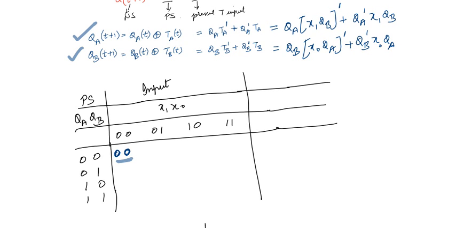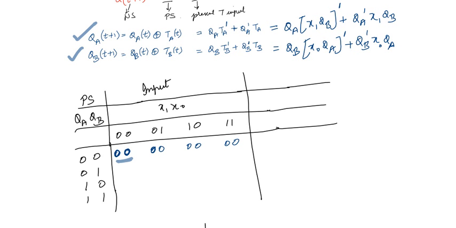So it is very clear that when QA and QB both are 0, whatever may be X1 and X0, here it is 0 0, here 0 1, here 1 0, here 1 1, you are not worried. When QA is 0 and QB is 0, 0 into anything is 0, and 0 plus 0 is 0. Similarly, QB is 0 and QA is 0, so 0 plus 0 is 0. So all the values of the next state here are zeros.